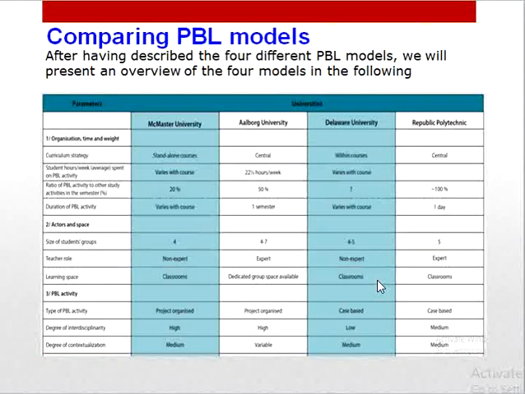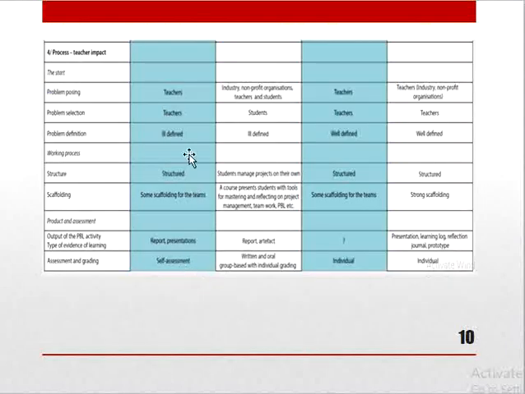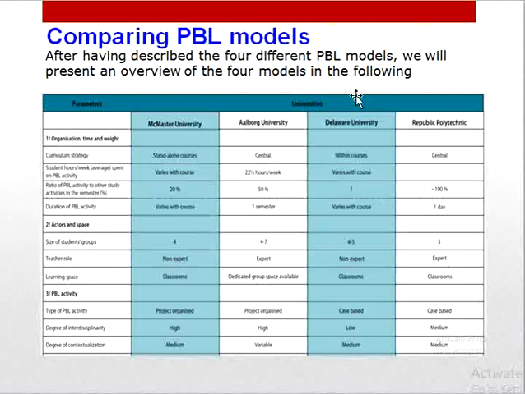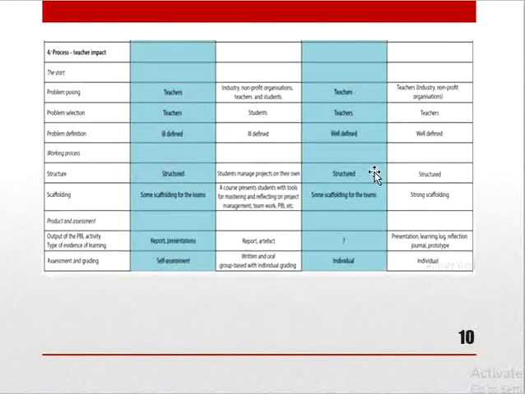So McMaster University, problems and problem selection, problem definition, is teacher oriented. And then Aalborg University is teacher and student oriented. The third one, Delaware University, is also teacher oriented, and lastly Republic is student and teacher oriented. Okay, so this is a comparison between all four models, considering a total of 17 parameters here.